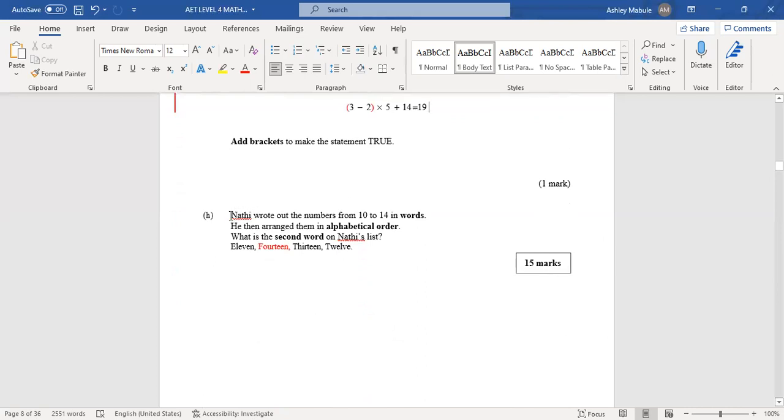And then Nati wrote out numbers from 10 to 14 in words. He then arranged them in alphabetical order. What is the second word on Nati's list? Now the numbers from 10 to 14 are 10, 11, 12, 13, and 14. But when you arrange them in alphabetical order, you'll find that 14 will be the second word on the list.